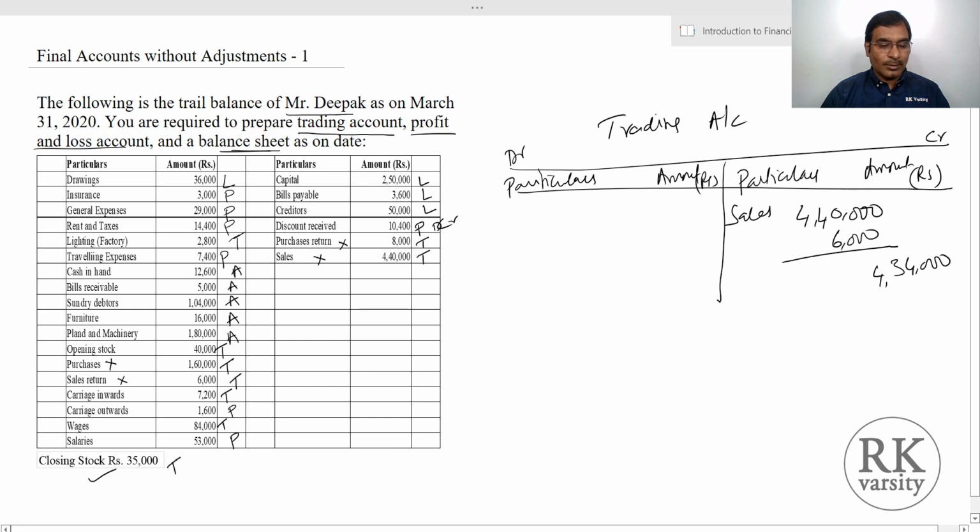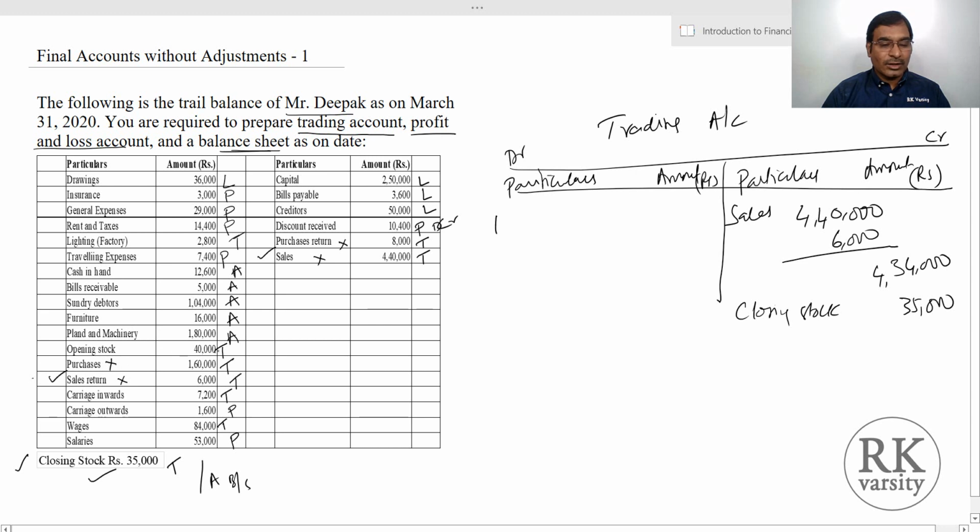And you have a closing stock here. Closing stock appears in the trading account as well as on the asset side of a balance sheet. So we have a closing stock here. What is the closing stock? 35,000. Now sales we entered, sales returns we entered, then closing stock we entered. Done. Now coming to the debit side, all direct expenses and purchases are shown here.